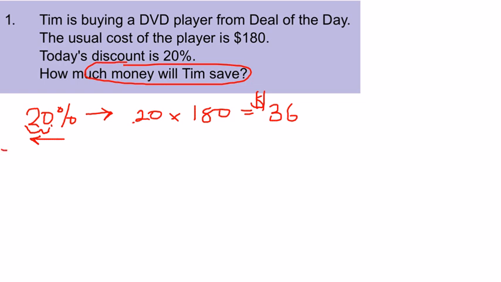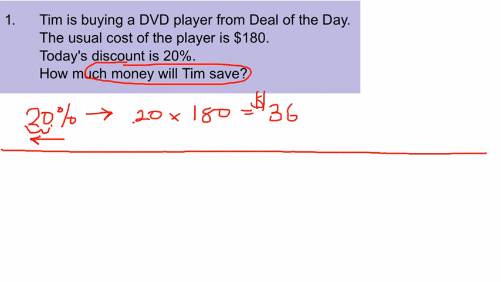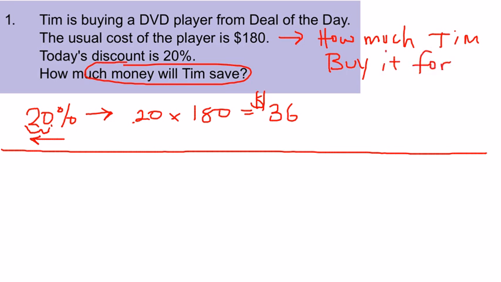Now let's forget everything that I just told you. Let's say the question really wanted to know, if the DVD player is still the same price, still $180, how much will our good friend Tim pay for that? Now let's assume that we have no idea that he just saved $36. We could just take $180 and subtract $36, and we're all very good at subtraction, and that would be 144.